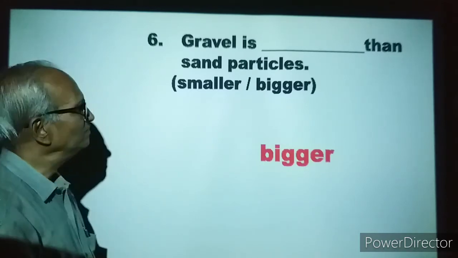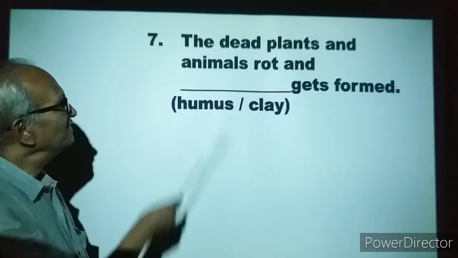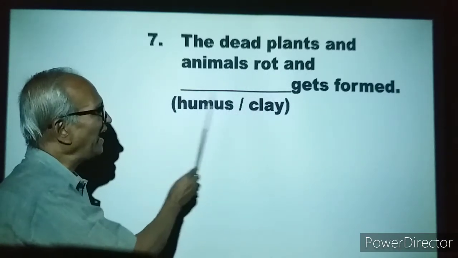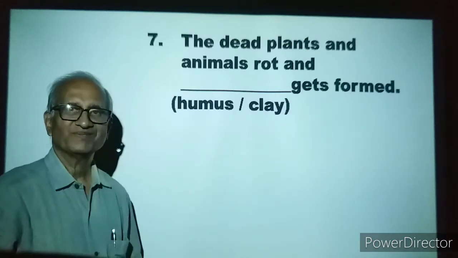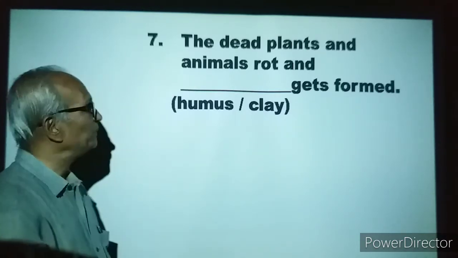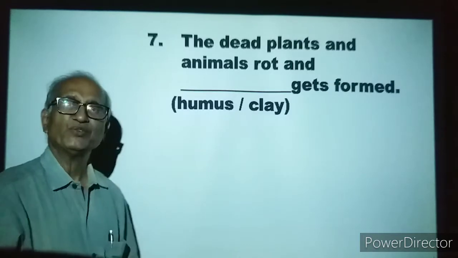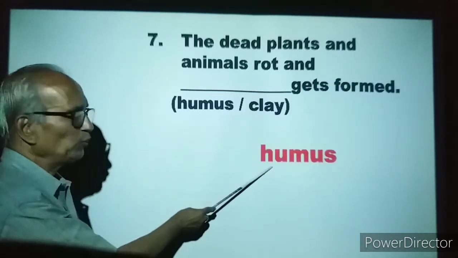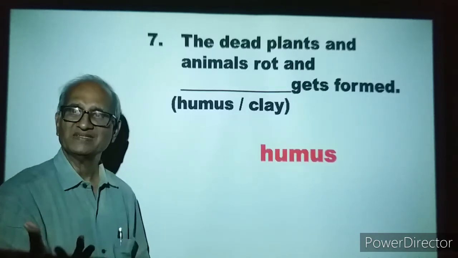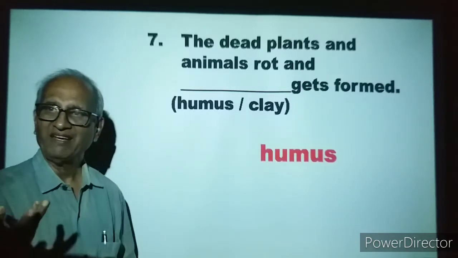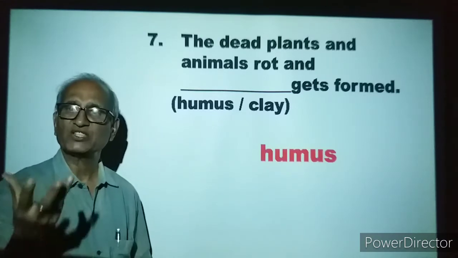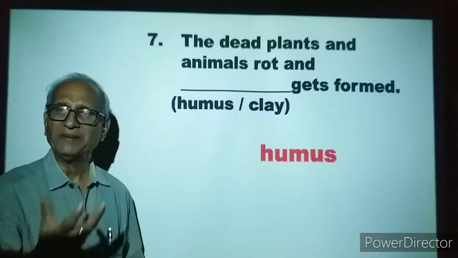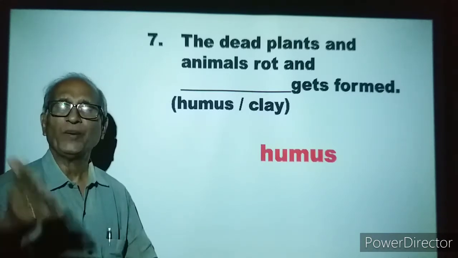Next. The dead plants and animals rot and dash gets formed. We discussed just now. Humus, clay. Which one is that? It is humus. Humus is that part of soil which has lot of nutrients in it. Humus is very much required by plants to grow well.